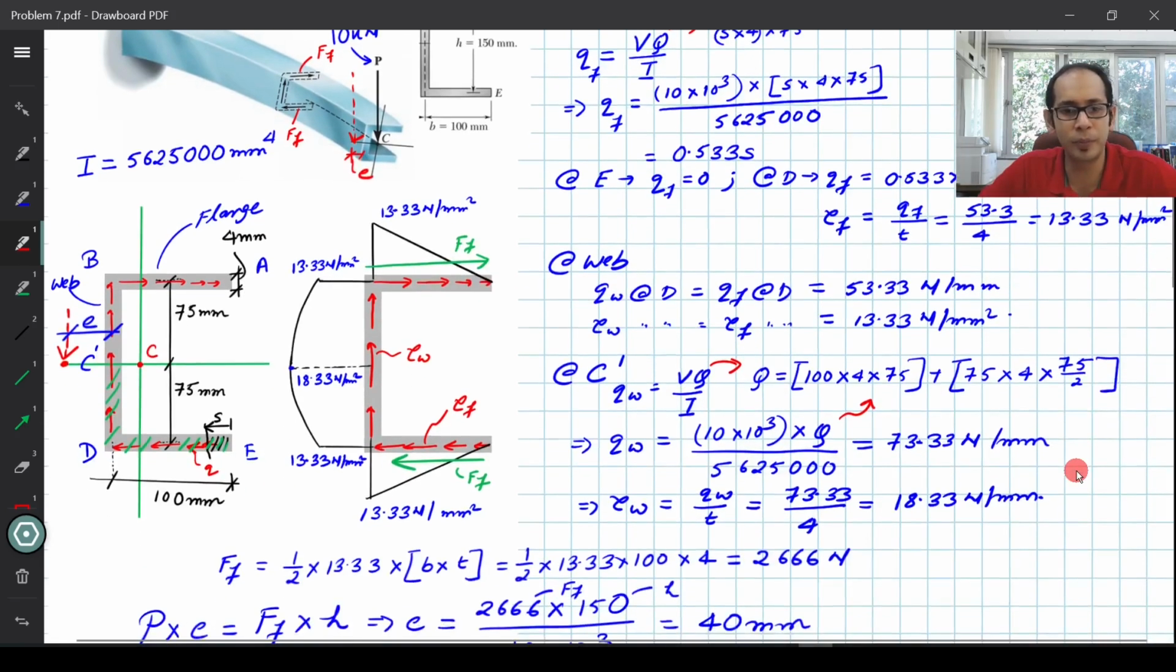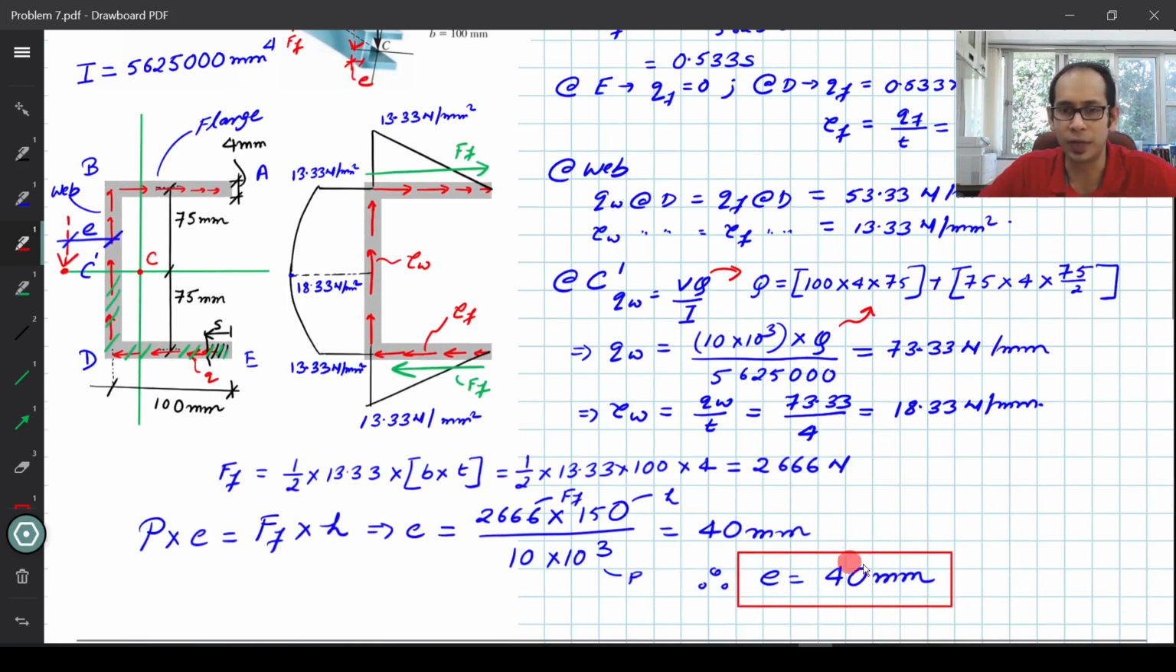I hope this problem example was clear to you on how we calculate the shear center for a channel section. You can also try out other kinds of sections, which we will take a look at while solving some of the problems.